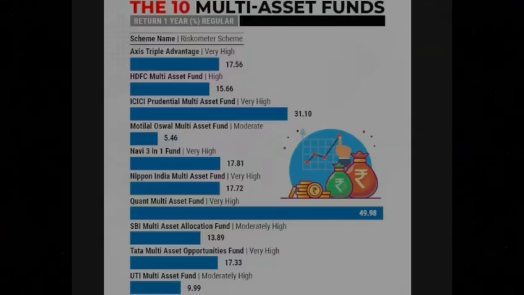Now friends, we have provided you with 10 major multi-asset funds in our industry, amongst which ICICI Prudential Multi-Asset Fund has given a return of 31.10%, Navi has given 17.81%, Nippon has given 17.72%, and Quant has given 49.98%. And all the other multi-asset funds have averaged roundabout 13 to 14%. So it pans out to be a reasonably good investment in all market scenarios. That is why it is also known as an all-weather friend.